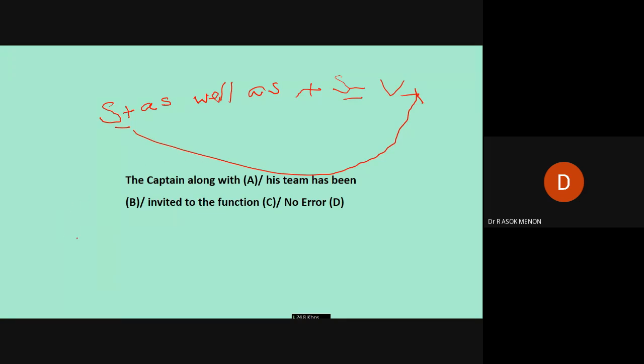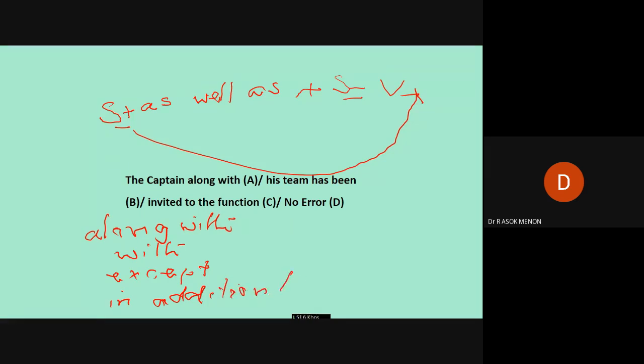Because you see, let us consider such other conjunctions: along with, with, except, in addition to, besides. Team members, the captain is also in the team. See, the captain along with his team.